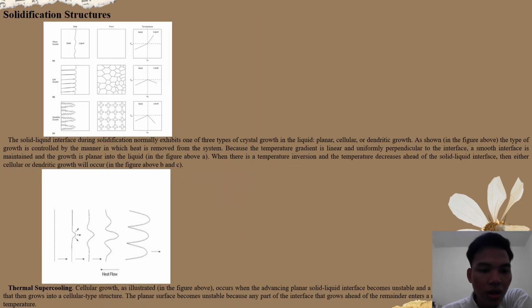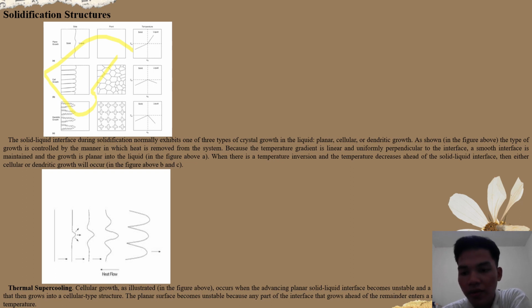Solidification structure. The solid-liquid interface during solidification normally exhibits one of the types of crystal growth in the liquid: planar, cellular, or dendritic growth, as shown in the figure above. The type of growth is controlled by the manner in which heat is removed from the system, because the temperature gradient is linear and uniformly perpendicular to the interface.